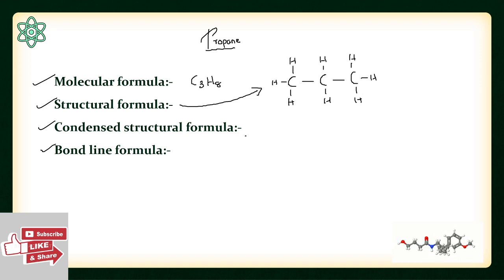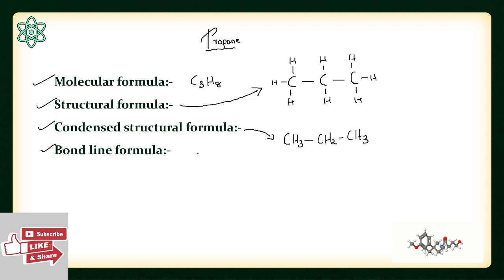Now in the case of condensed structural formula, you do not have to represent all the bonds, but those which are necessary have to be represented. For example, propane can be represented as CH3-CH2-CH3, and it is understood that carbon and hydrogen make single bonds, so we do not have to represent that. Only those which are necessary have to be represented.